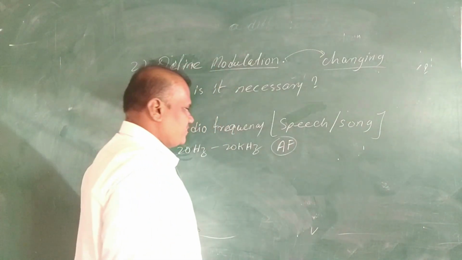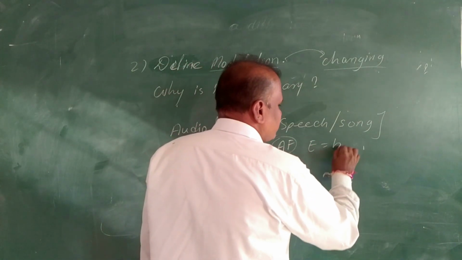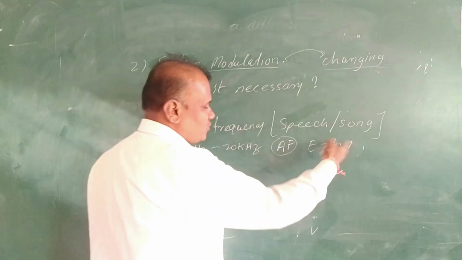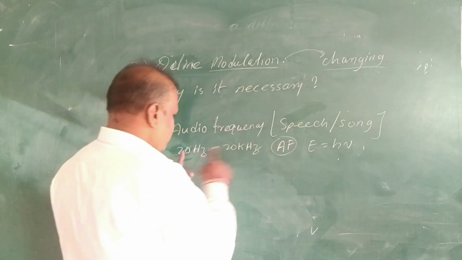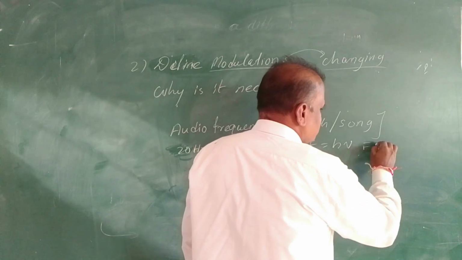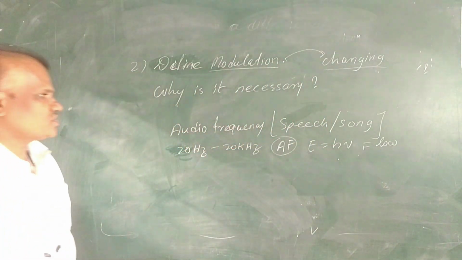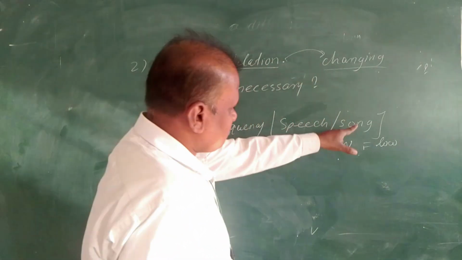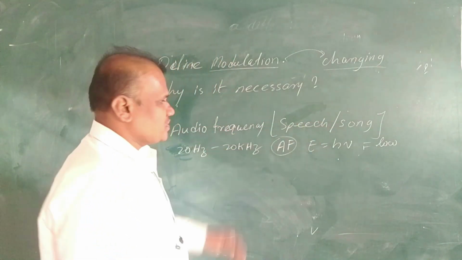Because of low frequency, their energy will be minimum. According to the formula E equals h nu, where nu is the frequency, low frequency means the energy will be low. So for these signals, speech or voice, whatever I sing or talk, that is called an audio signal.